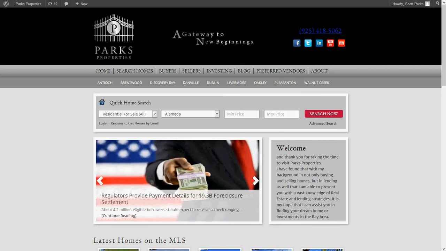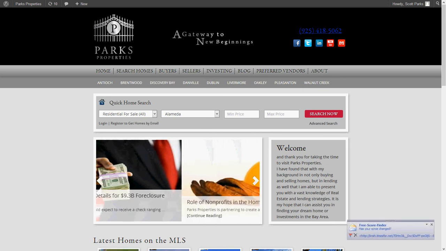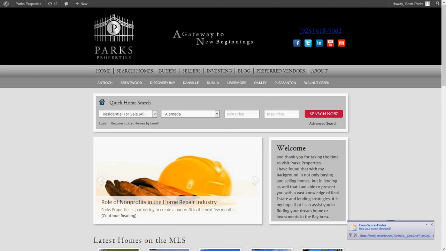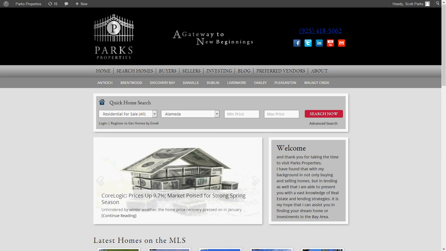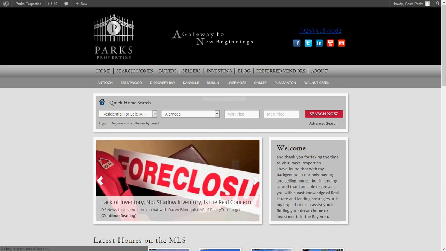Today we're going to go over a new calculator that we just added to our website. It's going to really help investors in pre-qualifying particular properties they're interested in and seeing if it meets their investment strategies and goals. So first, we're just going to start off going to parks-properties.com, and then you can go to Investing and Investment ROI Calculator.